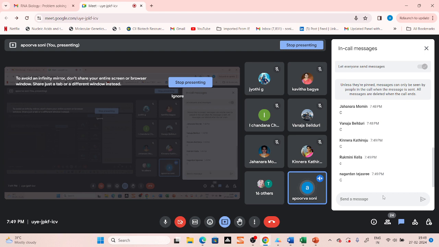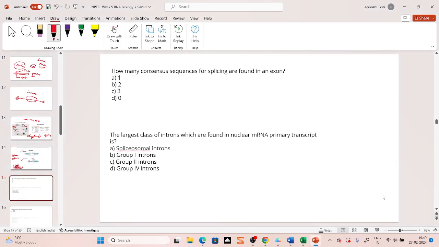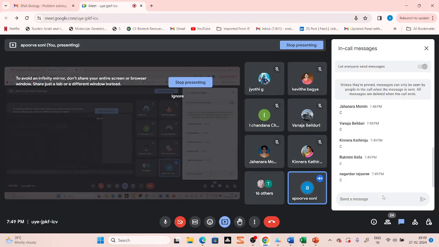It's actually a very smart question. So can you give me those three consensus sequences? If you are saying C, that means there are three consensus sequences. So what are those consensus sequences? Tell me, what are those consensus sequences? Anybody? No?